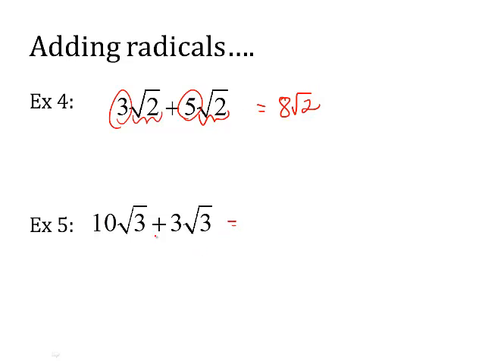Same thing on example 5. Since the radicals are the same, I leave the square root of 3 and I add them up. I got 10 and I have 3. Add 10 plus 3, you get 13. So when you add radicals, which you will see on the worksheet today, you need to remember these properties, okay? Don't do anything with the radical. Leave it alone and just add the outside numbers. But you can only add them up if what's under the radical is identical.